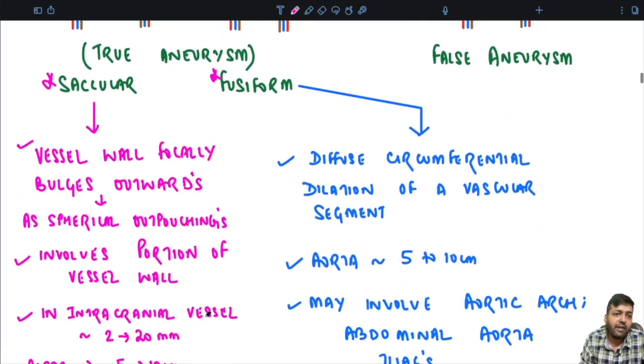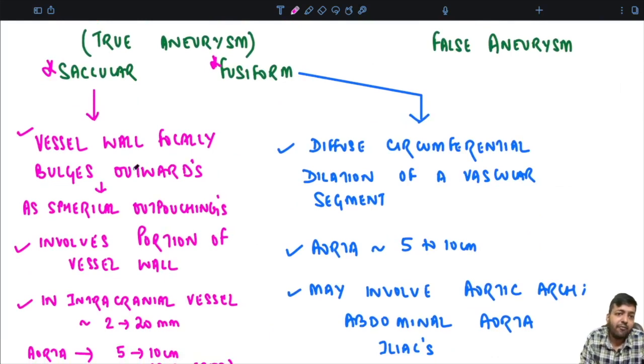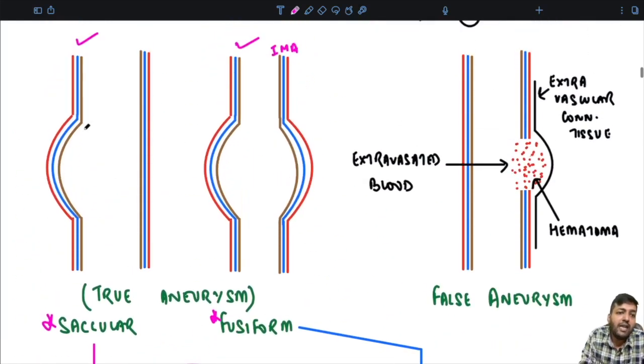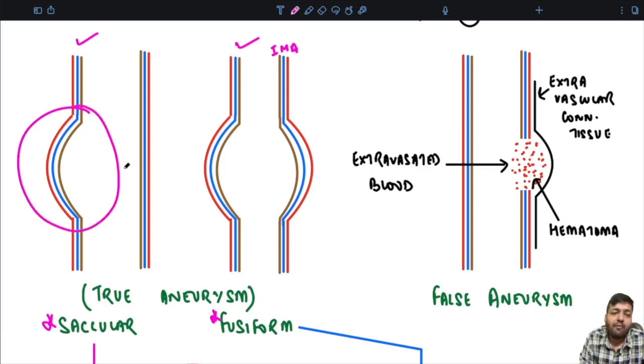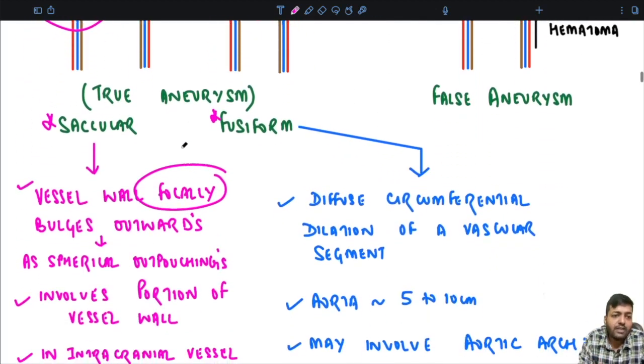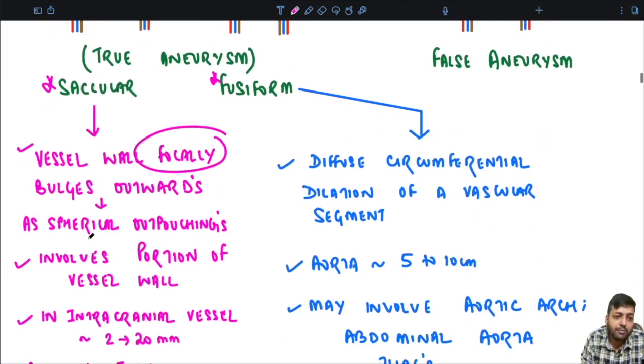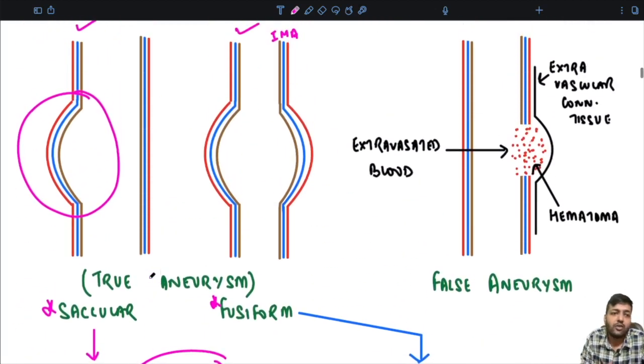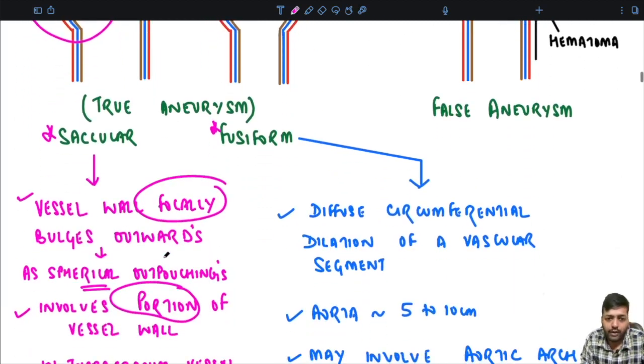The saccular variety of true aneurysm is when the vessel wall focally bulges outward. Only at a particular focal point, like we can see over here. When the vessel wall is focally bulging outward as a spherical outpouching, we call it a saccular aneurysm, which is a type of true aneurysm. As I have said, only a portion of the vessel wall has been involved.